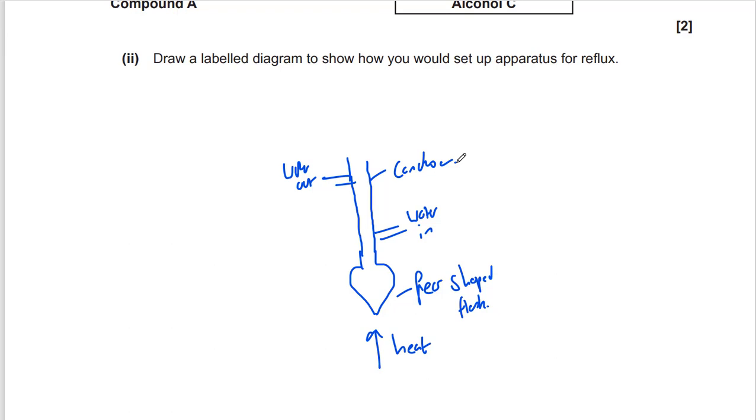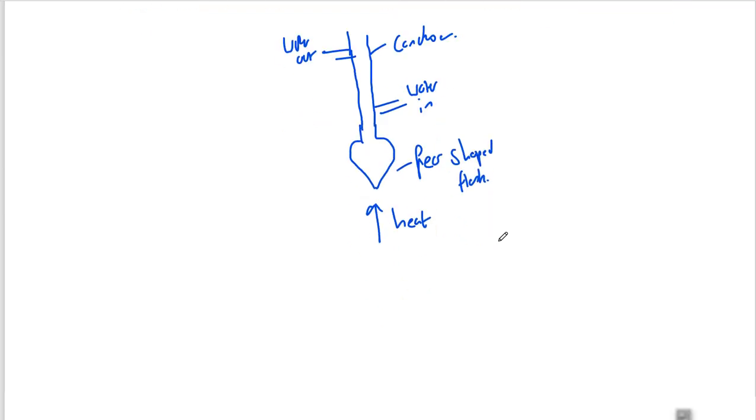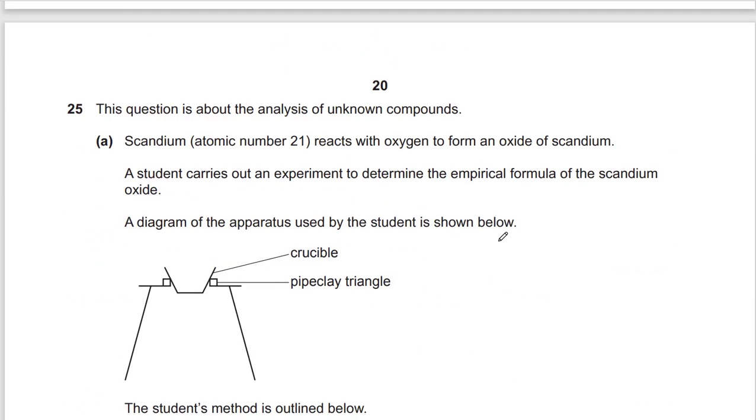You don't need, this is an art class, obviously. But you do need to label water in, water out, condenser, pear-shaped flask, and heat, and draw something that looks like it. This looks more like a spear, if I'm being honest, but it'll do. Okay, for what I'm doing. You should know what it looks like. Nice and straightforward. Right then, question 25 then.